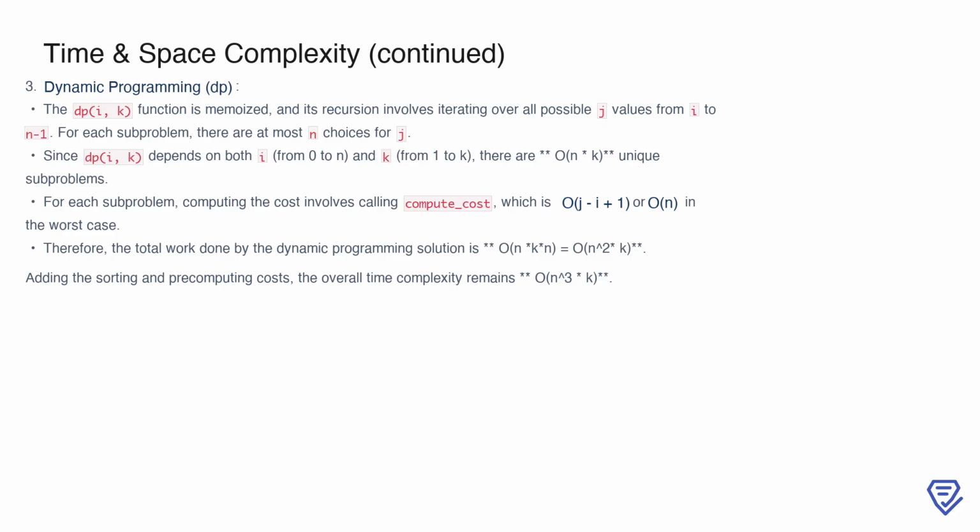For each subproblem, the cost computation involves a call to compute_cost, which is j - i + 1, or n in the worst case. This leads to n squared * k total work for the dynamic programming step. Adding the sorting cost and the pre-computing cost, the overall time complexity of the solution becomes O(n cubed * k).